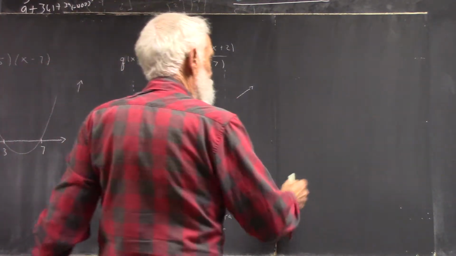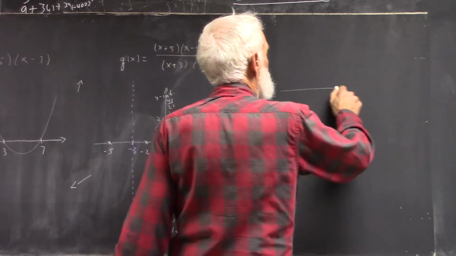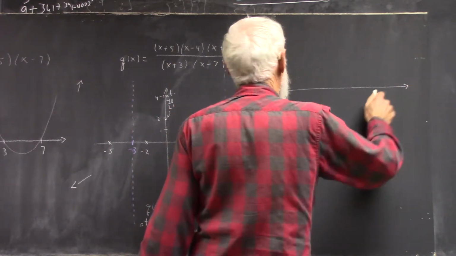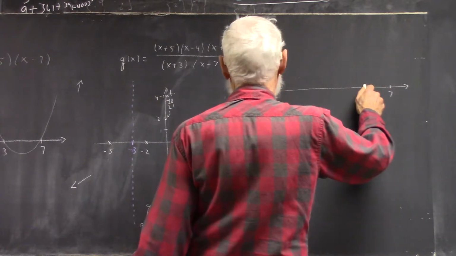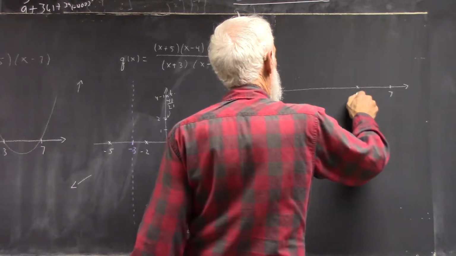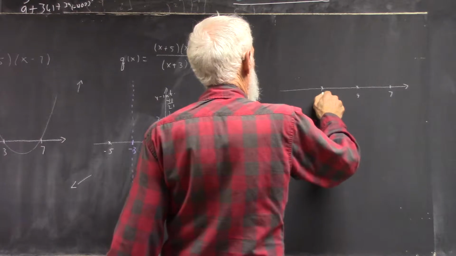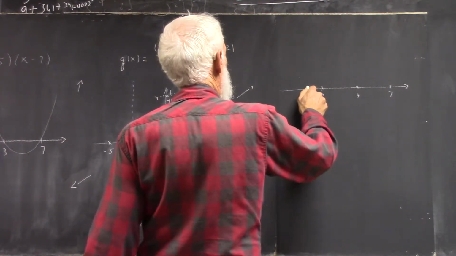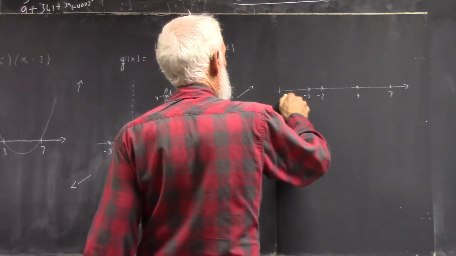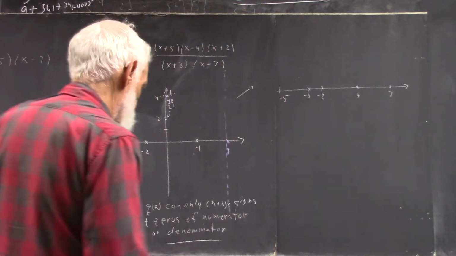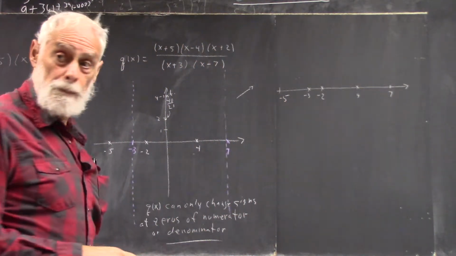Okay, so I'm just going to draw right now the x-axis with my 7 here, 4 here, -2 here, -3 here, -5 here. Okay.